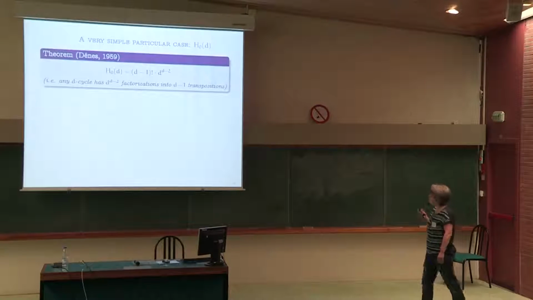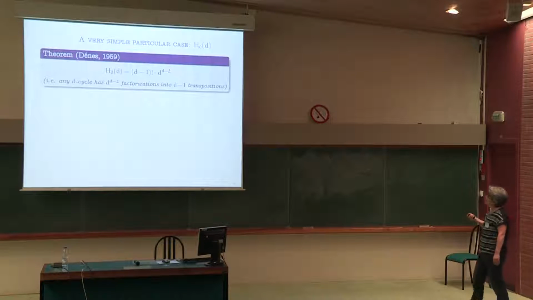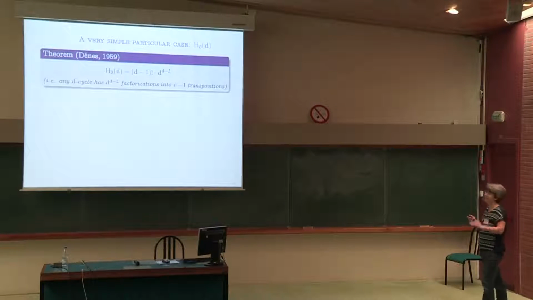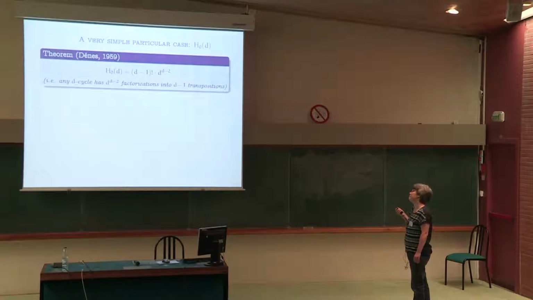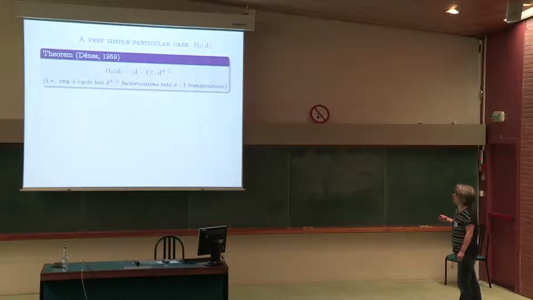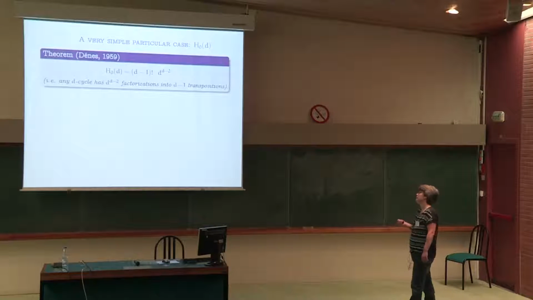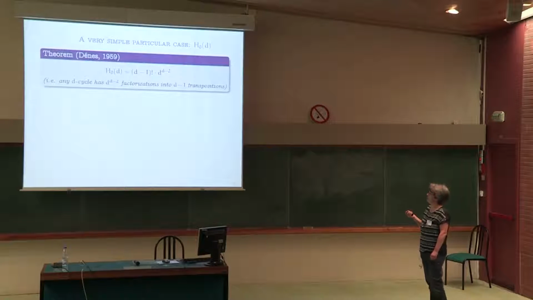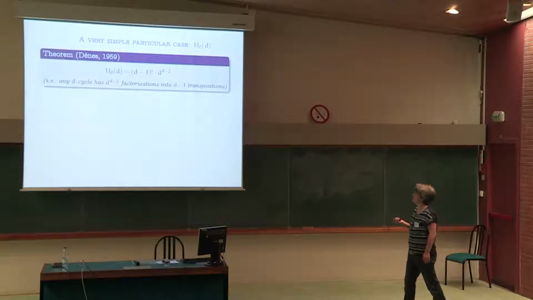But first of all, deal with a very simple particular case. We are in genus zero, and the partition mu has only one part. So it means that we are looking at a permutation that is a large cycle, a d-cycle. And the formula says that H0 of d equals d to the d minus 2, which is precisely the number of Cayley trees, times a factorial.